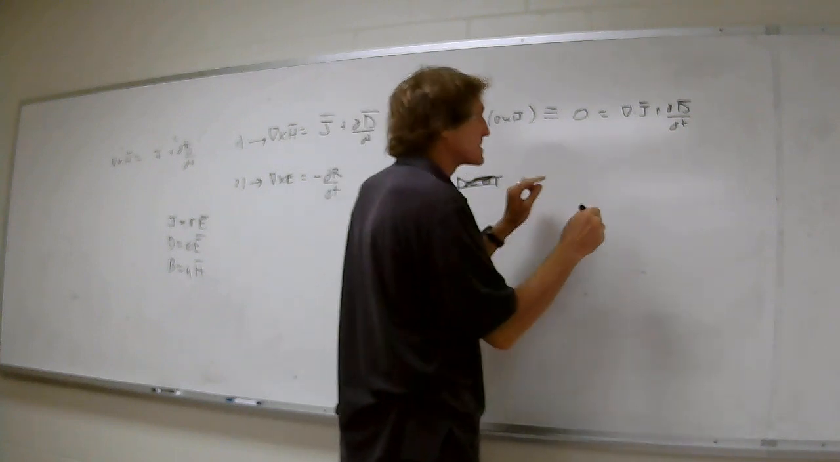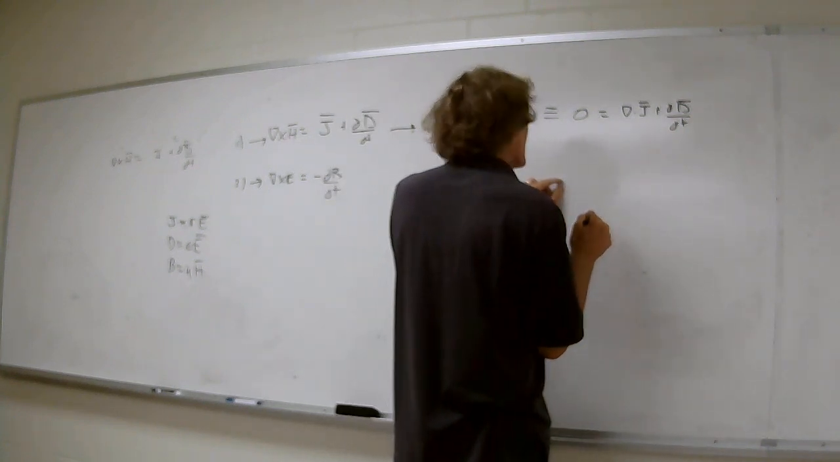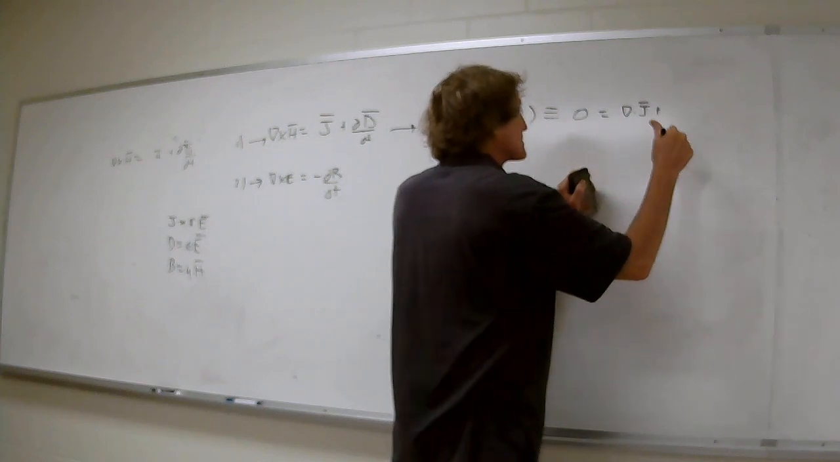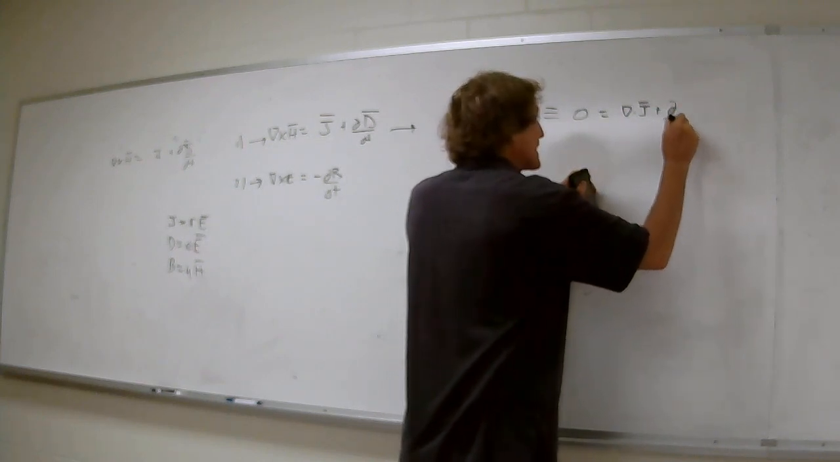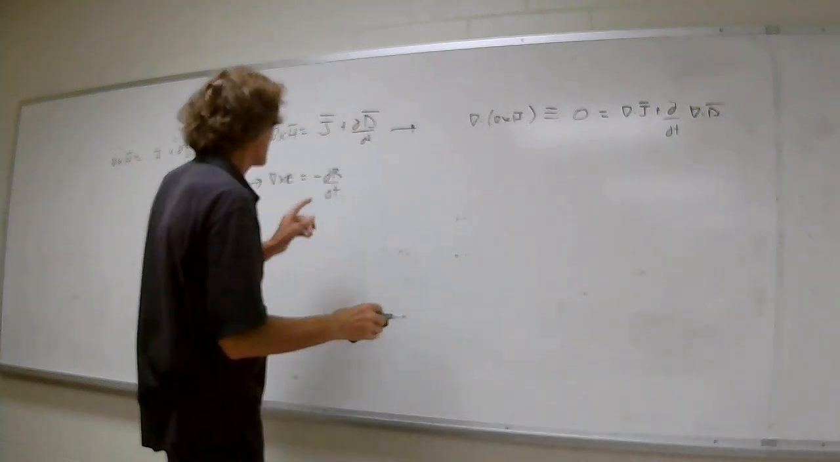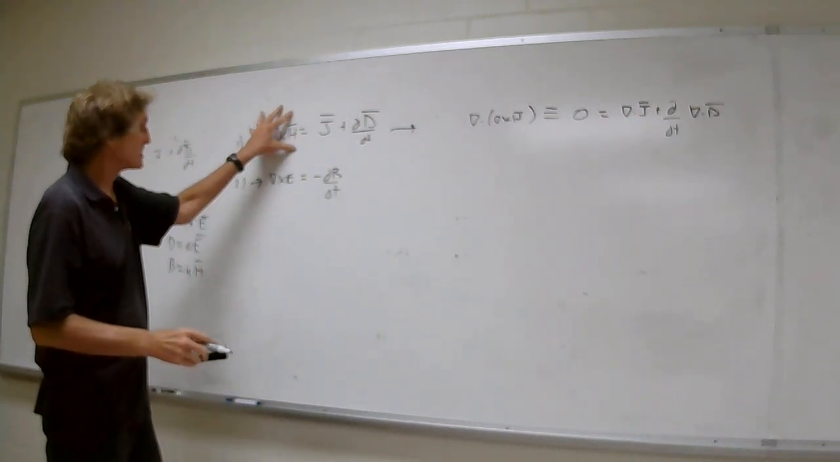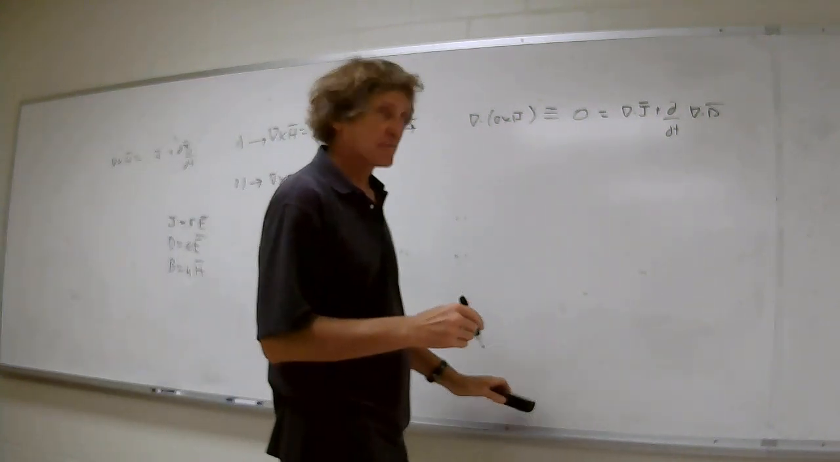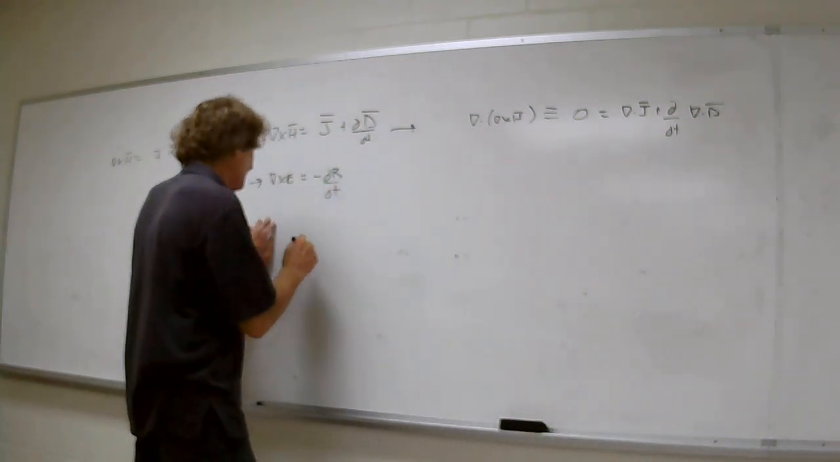First, I'm going to go ahead and say, I've got to write divergence of J plus d dt of the divergence of D. Y'all follow me on this? I simply took a divergence of everything. Divergence of curl is 0. Divergence of J plus divergence of D, right? And what is the divergence of D?